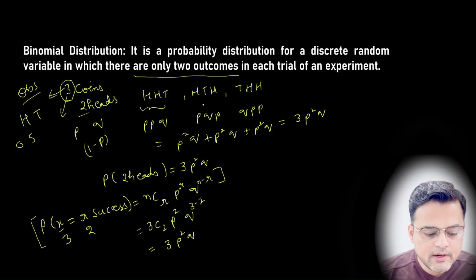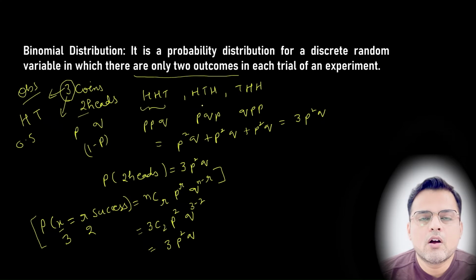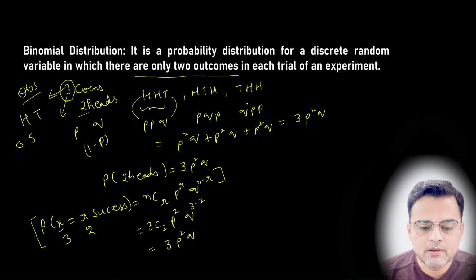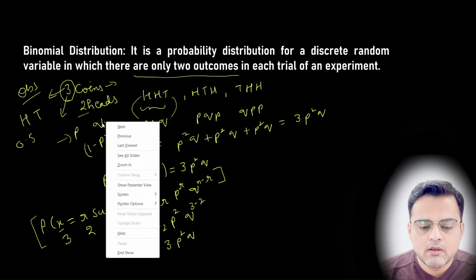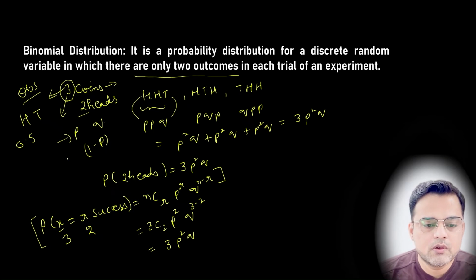And each trial generates either a success denoted by P or a failure denoted by Q. So my success is P and my failure, getting a tail, is Q. Since the outcomes are mutually exclusive, the outcome of any trial is not affected by the outcome of any other trial, and all the observations are independent of each other. For example, these three coins are independent of each other. If P is the probability of success, then 1 minus P is equal to Q, which is the probability of failure.